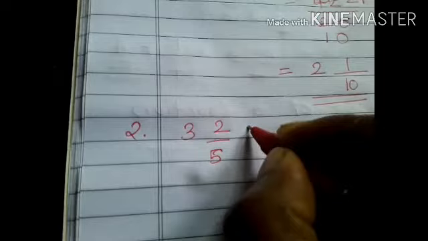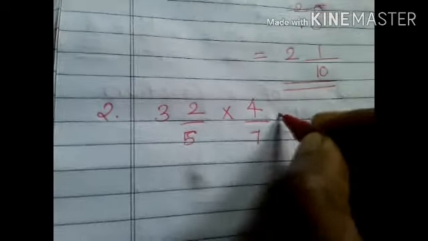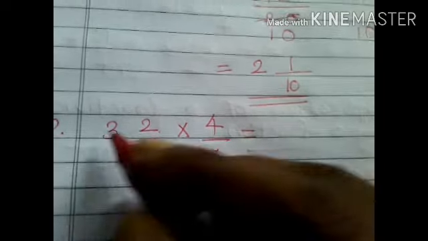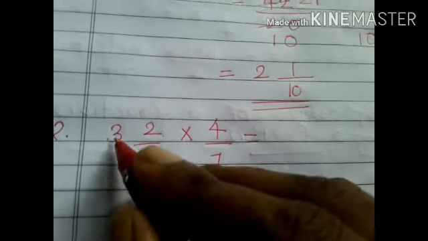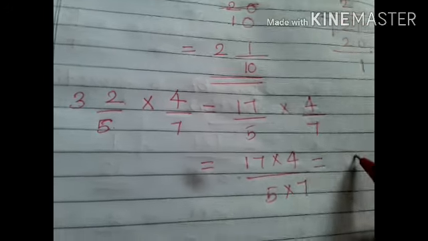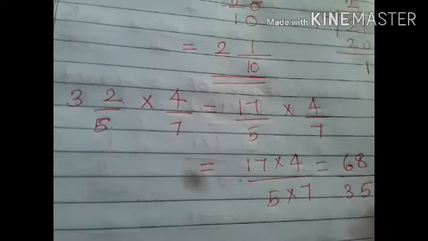Another example, 3 2 by 5 into 4 by 7. 3 2 by 5 is converted into an improper fraction. 5 into 3 is 15, plus 2, 17 by 5, into 4 by 7. 17 into 4 divided by 5 into 7. 17 into 4 is 68. 5 into 7 is 35.